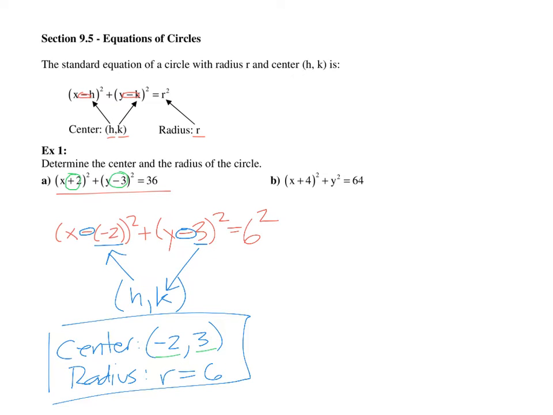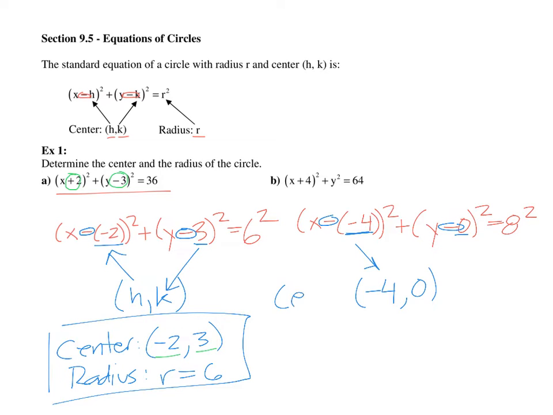For part B, I'm going to have (x − (−4))² + (y − 0)² = 8². So this is my h next to the minus, so it's negative 4, and then I have just 0. That's my center, and then I have my radius. The radius r is equal to 8.